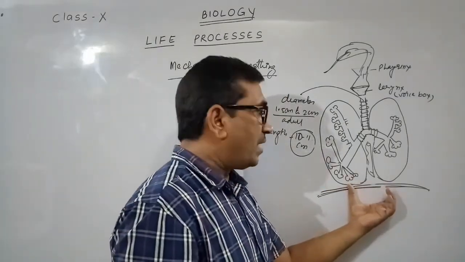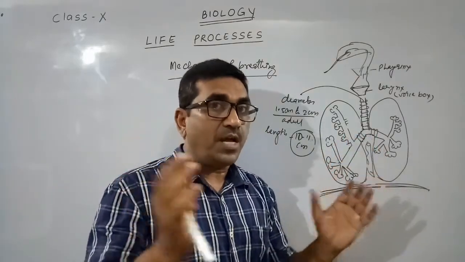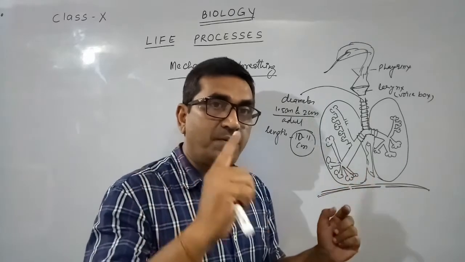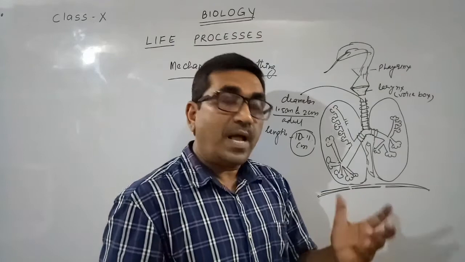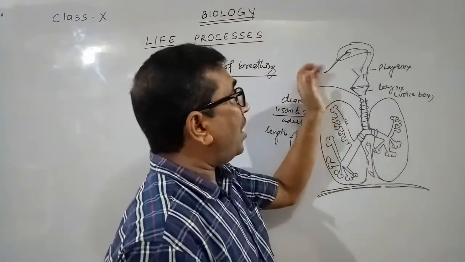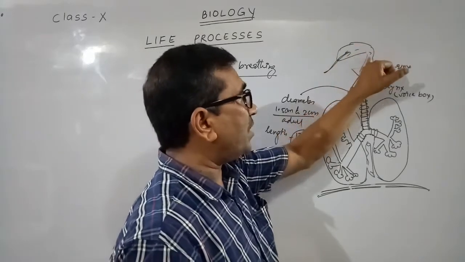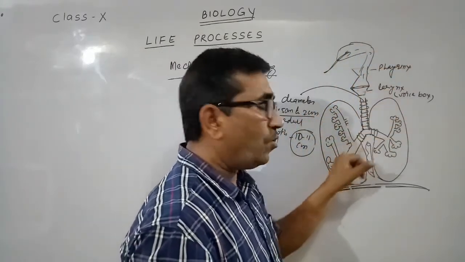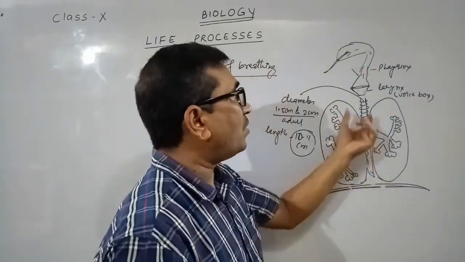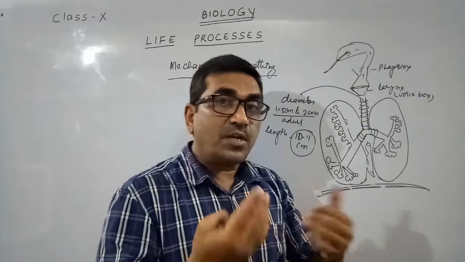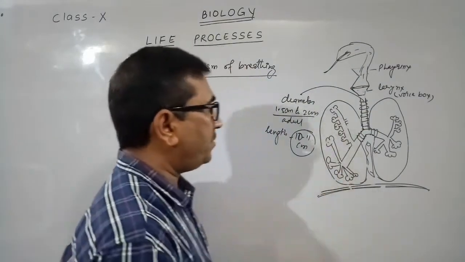When this diaphragm pulls down, it increases the chest cavity, and the volume inside the chest increases, and the pressure outside is more, so wind starts blowing in, goes to the windpipe and comes over here. And when the diaphragm relaxes, wind starts moving out from it. This is the common mechanism of breathing that we have got.